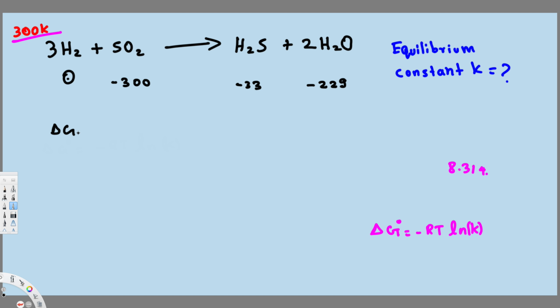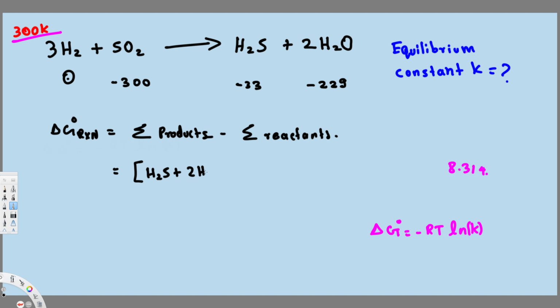Now let's go ahead and calculate delta G reaction. Delta G reaction is equal to sigma products minus sigma reactants, right? In the product side we have H2S and 2H2O. So let's write this one right here. It's going to be H2S plus 2H2O, and on the other side we have the reactants, that is 3H2 plus SO2. So these are the things we have.